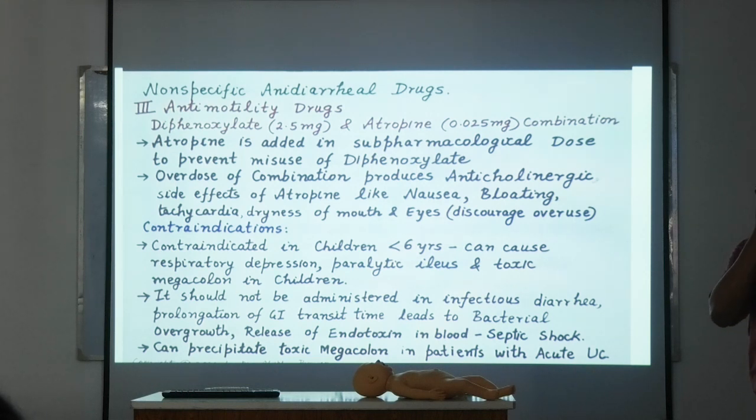Here atropine is given in a subtherapeutic dose, a very low dose. Why is it given? It is given so that if the patient tries to take a lot of diphenoxylate tablets because of developing addiction, then anticholinergic effects will occur.